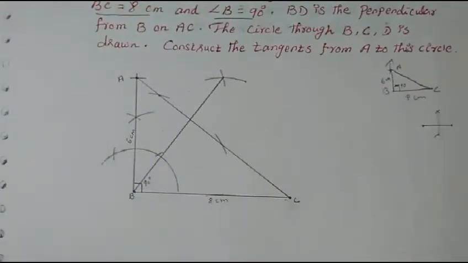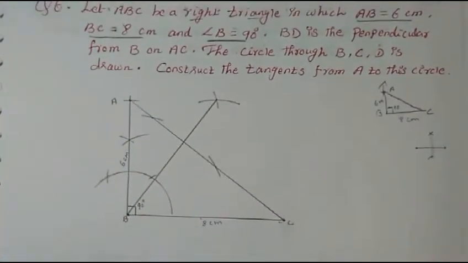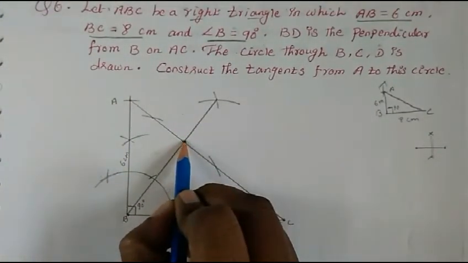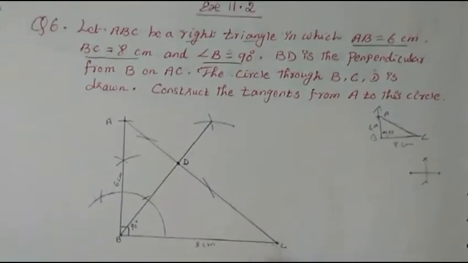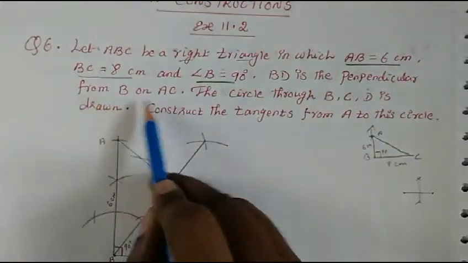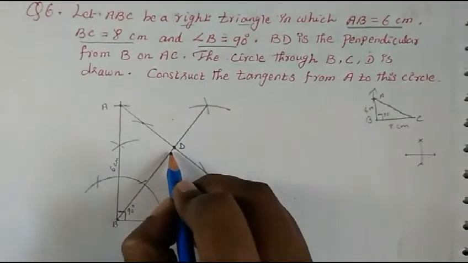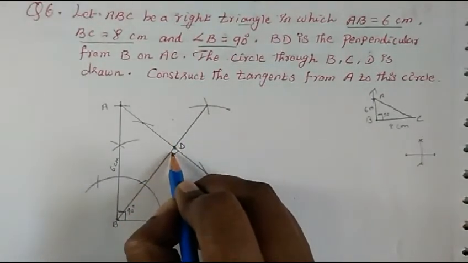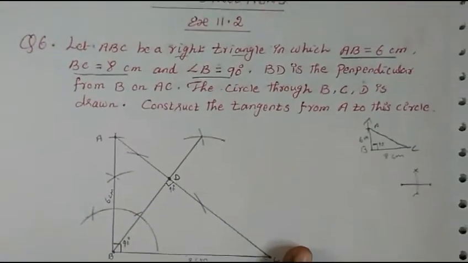Okay, so now we got the perpendicular line on AC. B is perpendicular. So now this point is our D point. Now you see BD is the perpendicular from B on AC. If D is perpendicular from B, then it has to be 90 degrees. Then only it is perpendicular. Okay, that part is over.